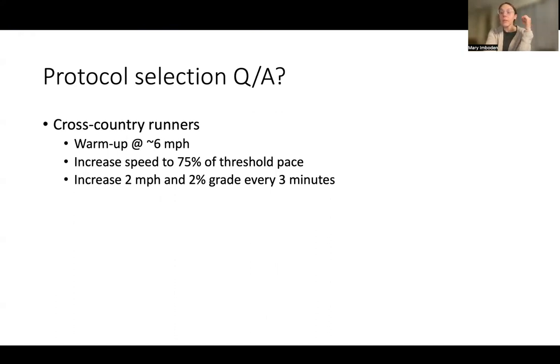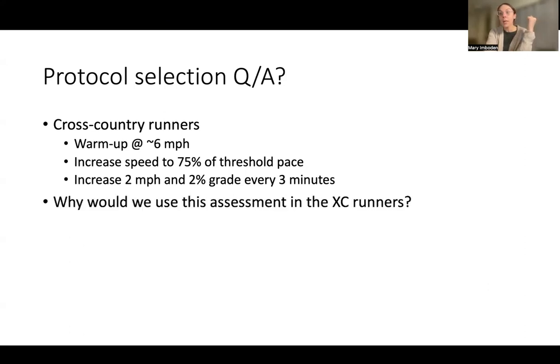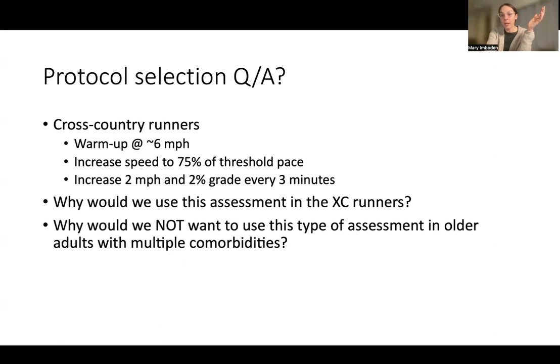Now, in the medical science building, in the fall of last year, so fall 2023, we actually had cross-country runners come in. And the protocol that they selected was 6 miles per hour for a warm-up, let's say. And then they increased the speed to about 75% of threshold pace. And then from there, they increased speed by 2 miles per hour and 2% grade every 3 minutes.